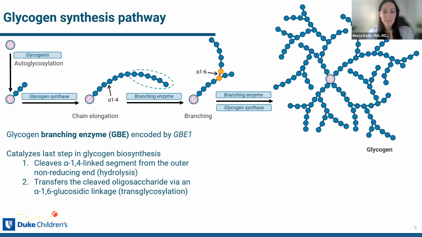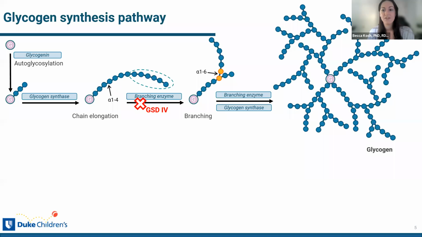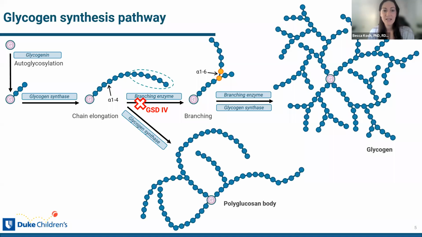However, in GSD type 4, the deficiency of GBE instead leads to the continued action of glycogen synthase. So what we end up with is this polyglucosan that has long, linear, and tangled glycosyl chains. These formations are considered to be insoluble and lead to cellular dysfunction, and the consequences of which depend on what tissue they're in.